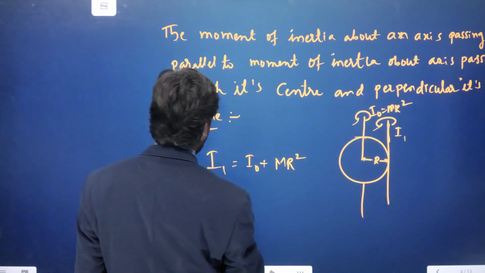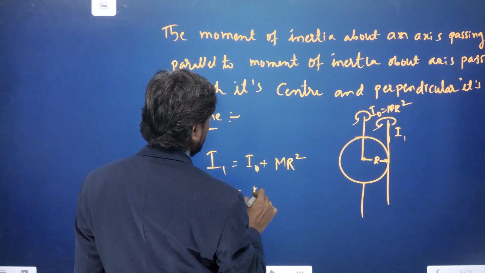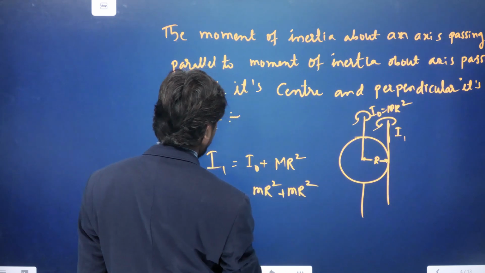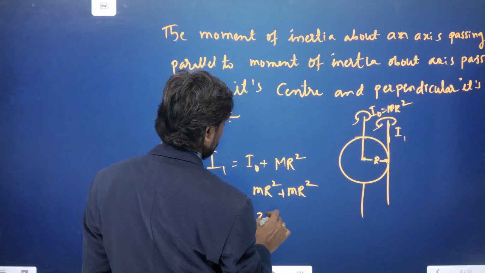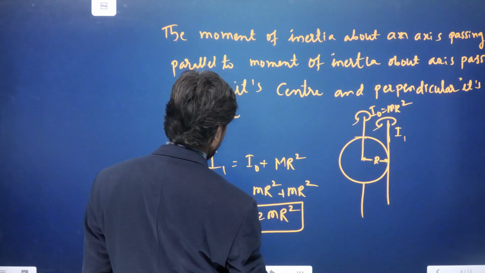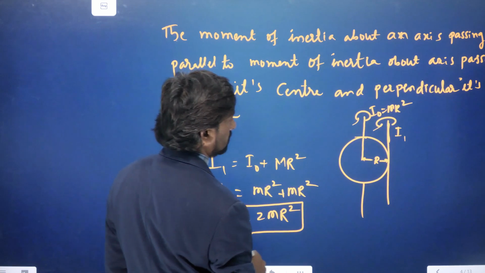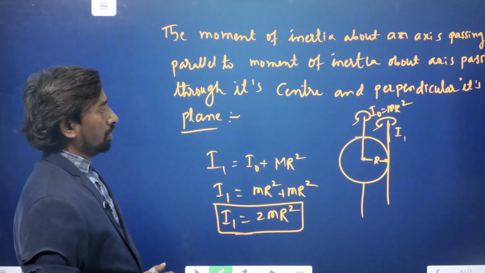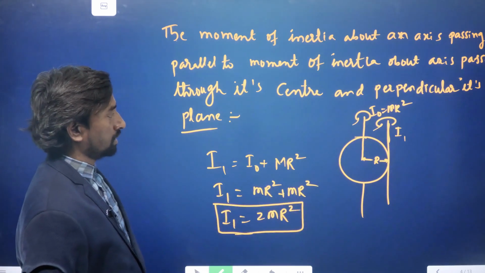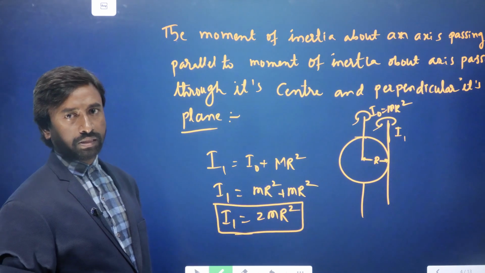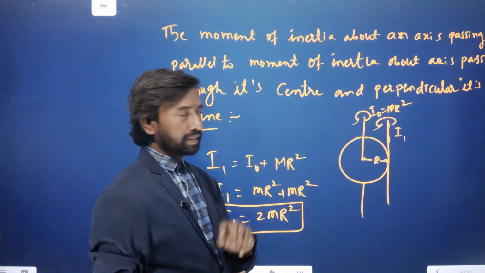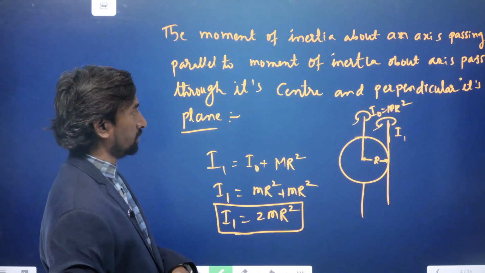So now the moment of inertia I1 can be written as mr square plus mr square, so I1 is equal to 2 mr square. This is the moment of inertia about an axis passing through its tangent, perpendicular to its plane. Now the moment of inertia about the tangent, we can write there.